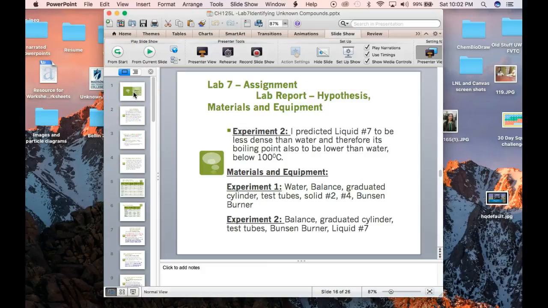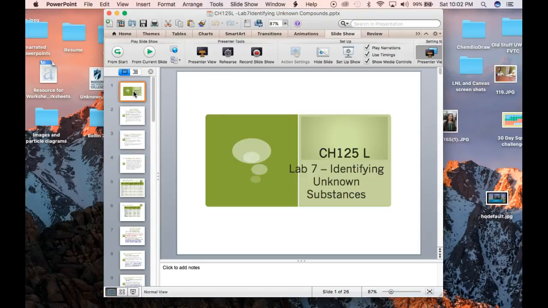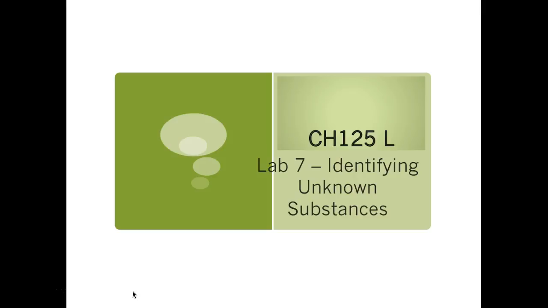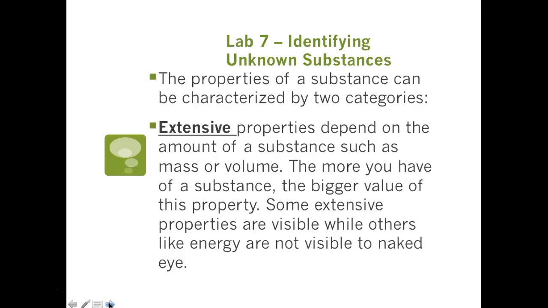So in this video, I'm going to be discussing lab 7, and in this lab you're going to be identifying some unknown substances, two of the unknown solids, and then an unknown liquid. So, how would you identify a substance when you don't know what it is?